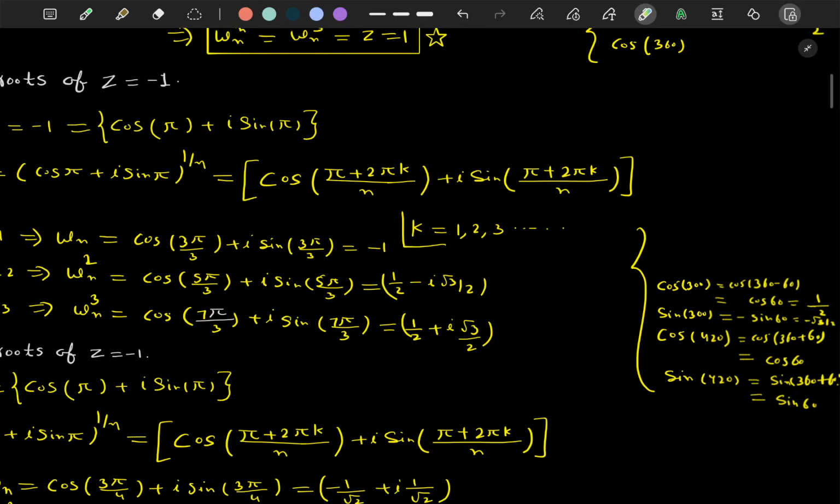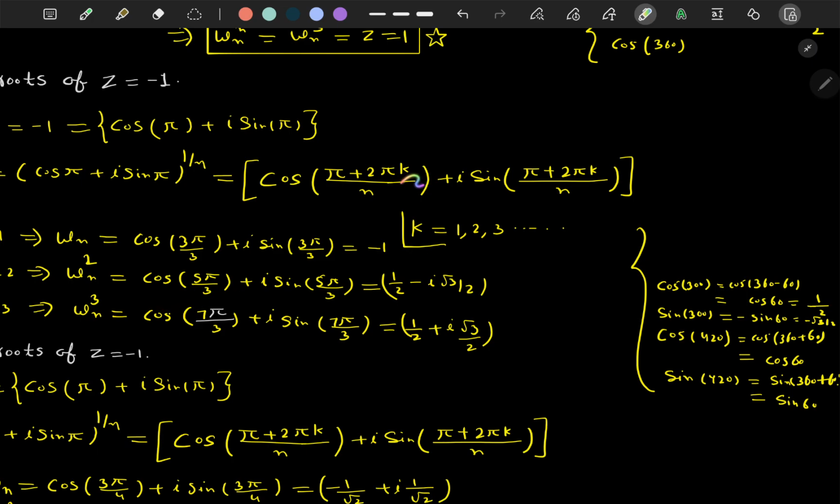300 degrees. If you know the value, it is good. If you don't know, it is 360 minus 60, which is the fourth quadrant. In the fourth quadrant, cos is positive, 1 by 2, and sin will be negative, minus under root 3 by 2. So what we are having is 1 by 2 and minus under root 3 by 2.